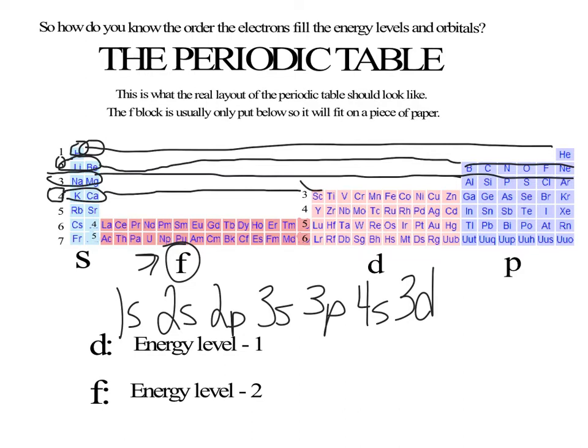I read across, read across, read across, read across. Now I'm back to the P block. Well, I've already had a 3p, so the next one up has to be 4p. Read across, read across, read across, hit the end of the line, drop down to the bottom.